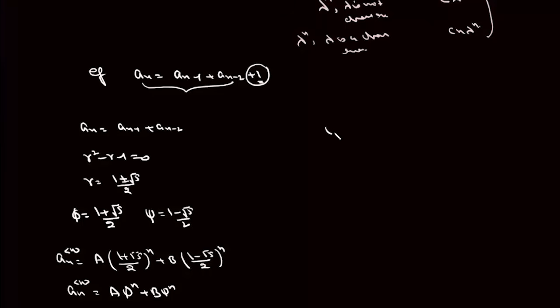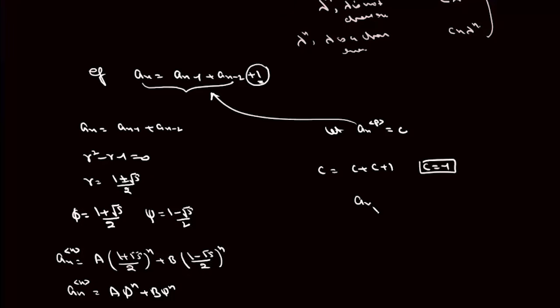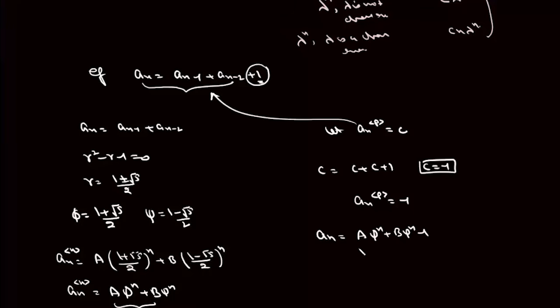So we'll let a_n^p be some constant c. Now we put it here, it'll be c = c + 1. So c is just -1. So basically this a_n^p will be -1. So its general solution a_n will be a_n^h, that is a φ^n + b ψ^n, minus 1. So we have solved this non-homogeneous equation using homogeneous and particular solutions.